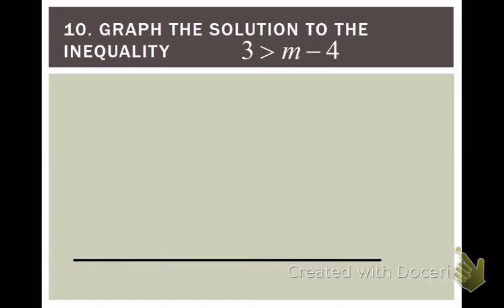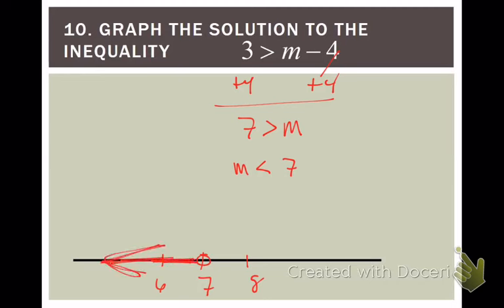Try this. You can stop the video, give it a shot, and then see what you come up with. Okay, what did you get? We've got to add 4 to both sides, which we know. So we get 7 is greater than m, or if you want to flip it around, m is less than 7. So to graph, we put 7 here, 6 here, 8 here. Open circle or closed? Well, it should be open because 7 is not less than 7. Okay, m is less than, so we want to go this way.